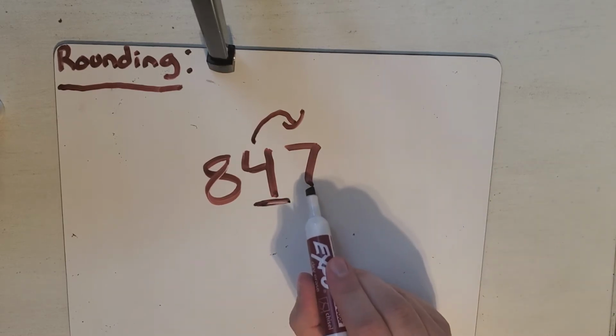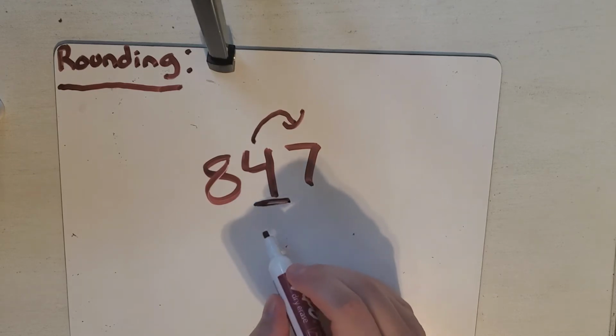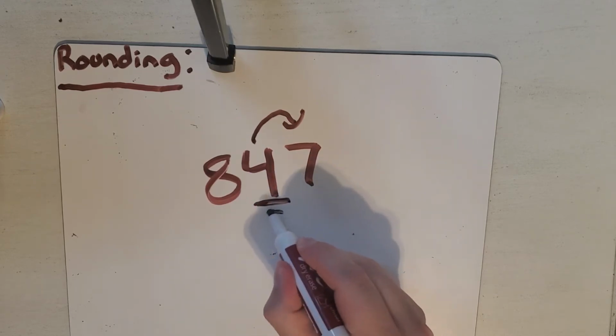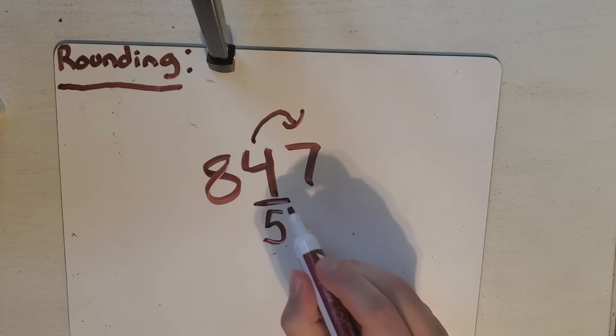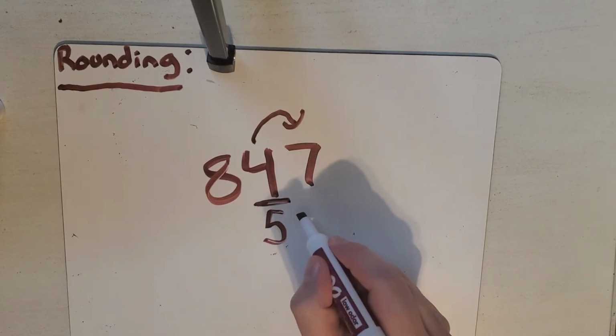Is 7 more than 4? Yes, it is more than 4. So I'm going to add 1 more to my underlined number. So my 4 is going to become a 5 because I added 1 more to it. Everything after my underlined number becomes a 0. So the 7 becomes a 0.